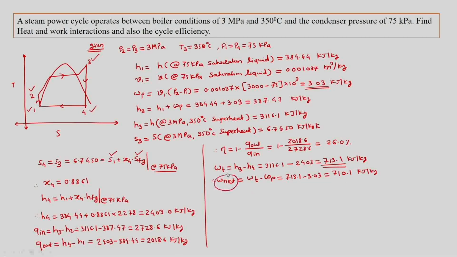This W net we would also have got if we do Q in minus Q out, which is basically W net, which is Wt minus Wp. Similarly, we would also have got efficiency by saying W net upon Q in. So these are the different ways by which we can find out different parameters which are asked in the question.